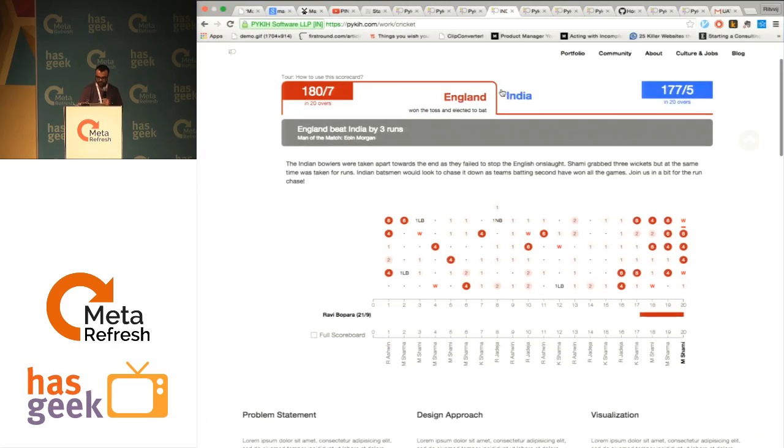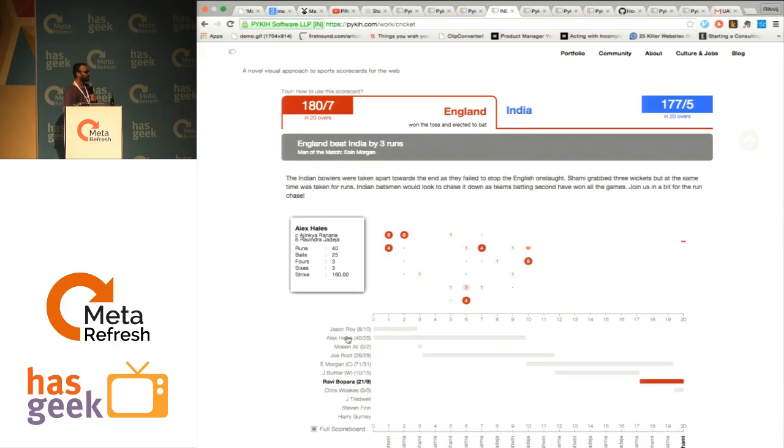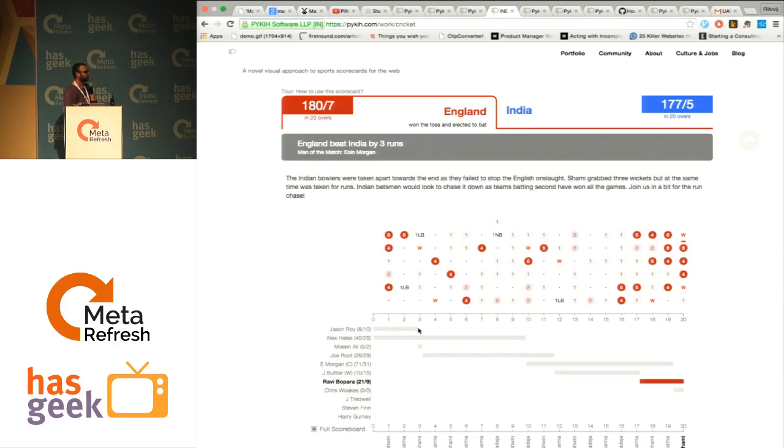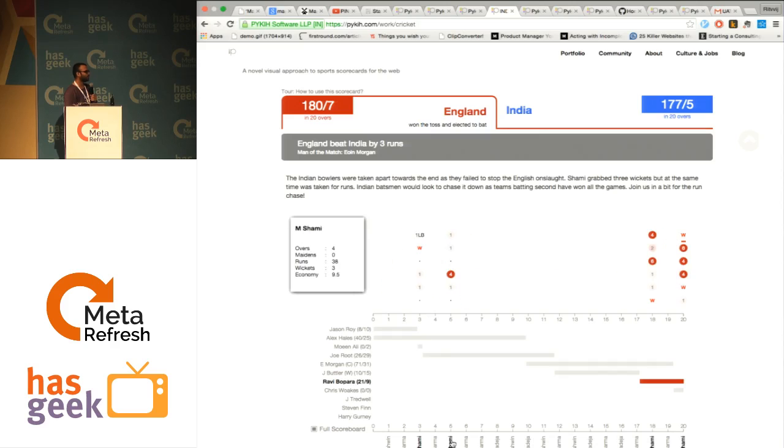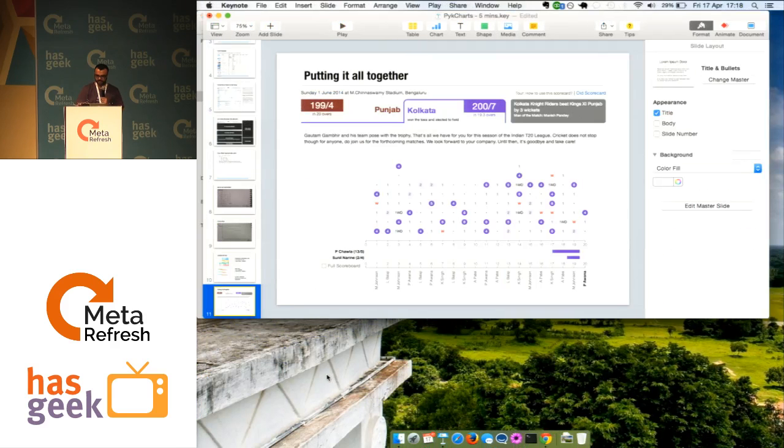which is this. It encompasses every single data point in the ESPN Cricinfo scorecard, right? So overs are out here. You have balls. You can open the full scorecard. You can hover over one batsman, see which deliveries he faced. You can hover over one bowler, see what overs that he bowled. So the point here is that, one second.